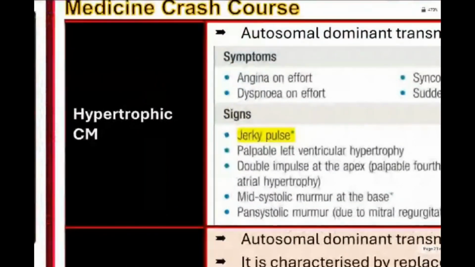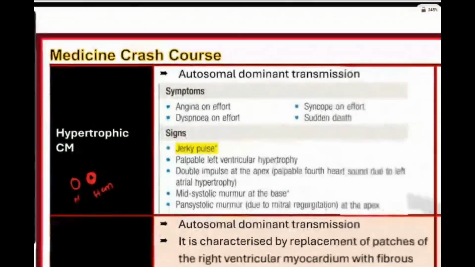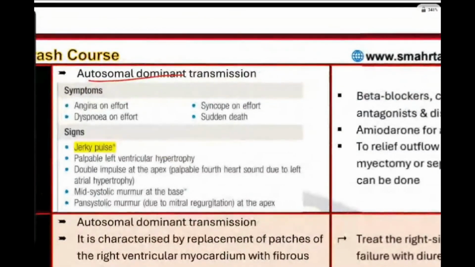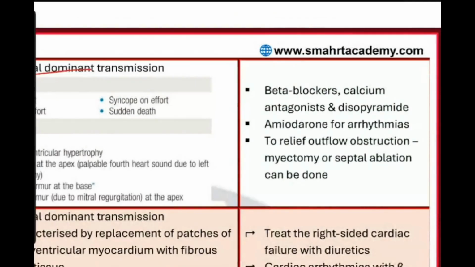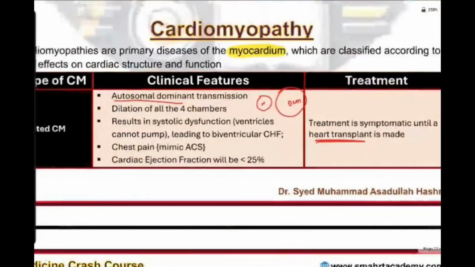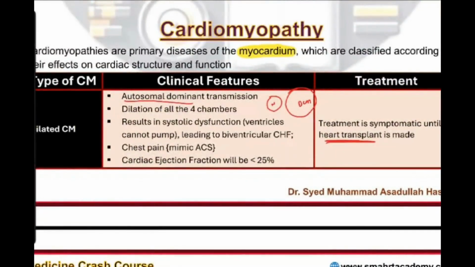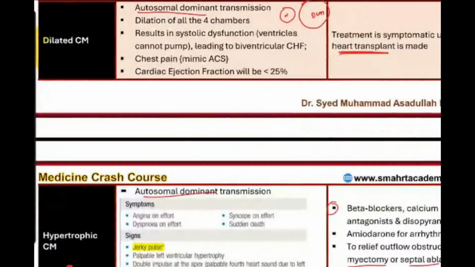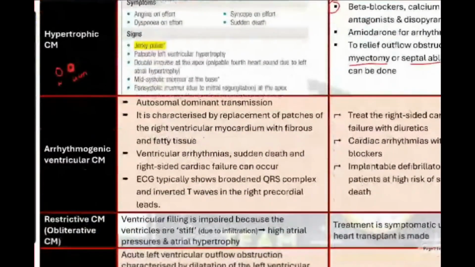Now, hypertrophic cardiomyopathy. How will hypertrophy be? If this is a normal heart, hypertrophic cardiomyopathy will be like this. All the symptoms are similar, with the same autosomal dominant transmission. But here you can try some surgeries: myectomy, septal ablation, beta blockers. But in dilated cardiomyopathy you cannot, because once the heart is dilated you cannot reduce the size of the heart.